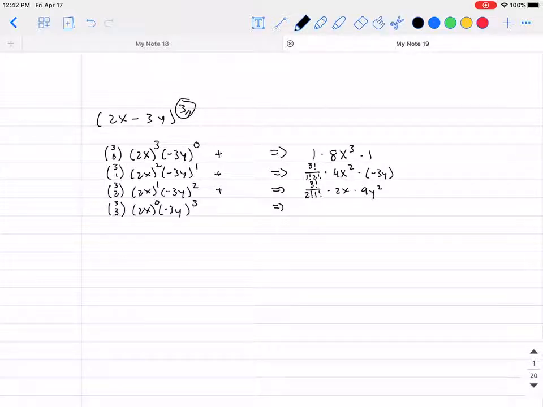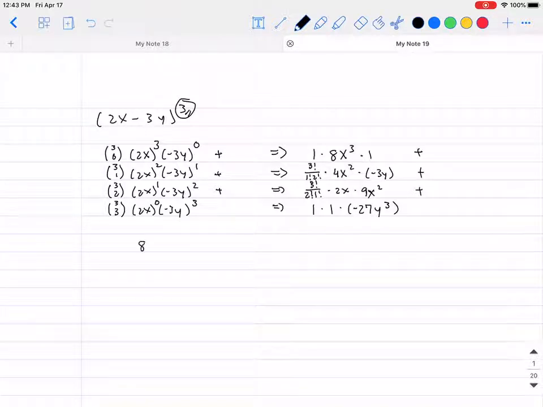And finally, for the last one, that is going to be 3 choose 3, which is equal to 1 once again. Multiplied by 1 because 2x raised to the 0 power is equal to 1. And then the last one will be negative 27y to the cube. So let me go ahead and erase that a little bit. Okay, so 9x squared and then negative 27y cubed. And again, we're just going to go ahead and add up all the terms, and that'll be our final answer.